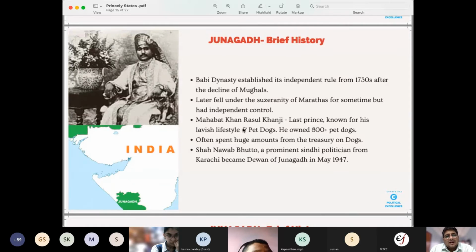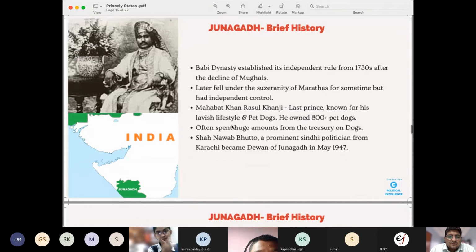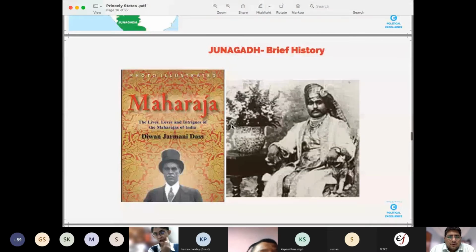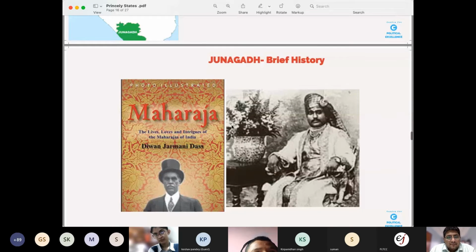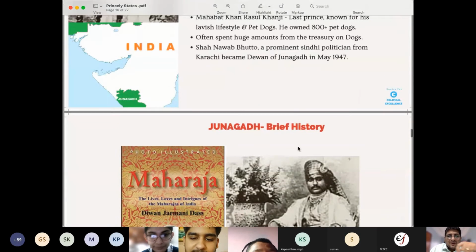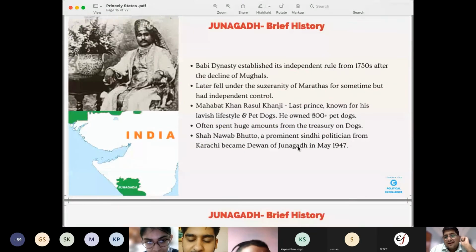His name was Khan Rasool Khanji, Mahabat Khan Rasool Khanji. He was the last prince, and I am drawing this reference from this particular book that is written by Germany Das, and this particular book tells the story of all the princely states. If you are interested, you can read. Now, this particular Raja was famous for his lavish lifestyle.